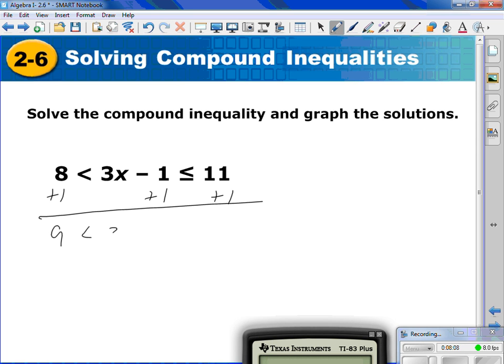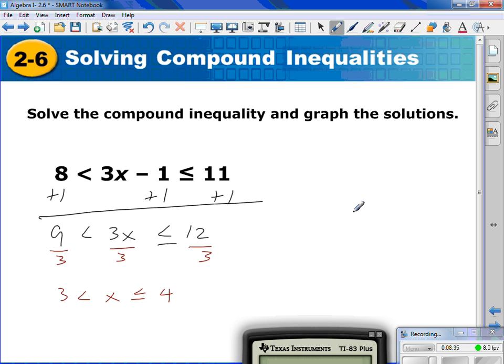9 is less than 3x, is less than or equal to 12. Sorry, I forgot my equal. Now I divide by 3, divide by 3 here, divide by 3 here, divide by 3 here. 9 divided by 3 is 3. 3 is less than x, less than or equal to 4.